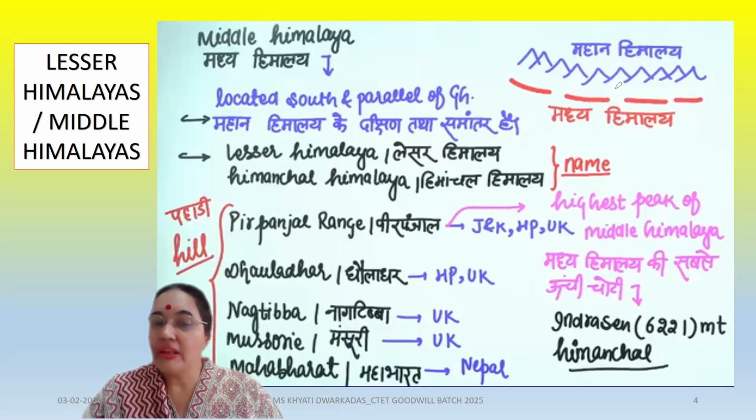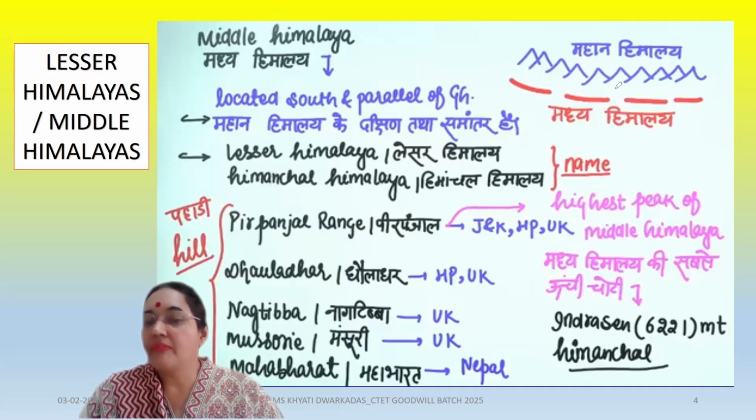Now, Pir Panjal range is the highest peak of the Middle Himalayas, right? Pir Panjal range has the highest peak of the Middle Himalayas. The peak is at a height of 6221 meters in Himachal and it is called Indrasen.